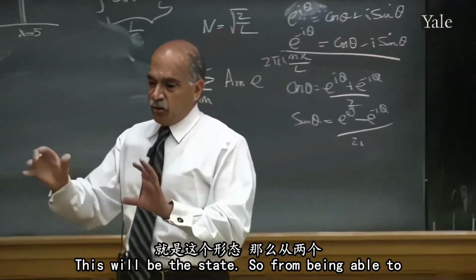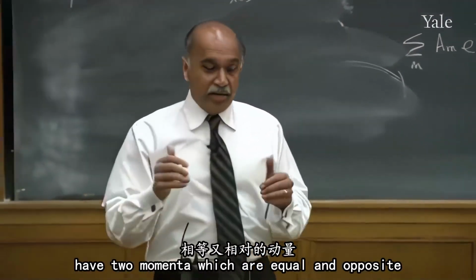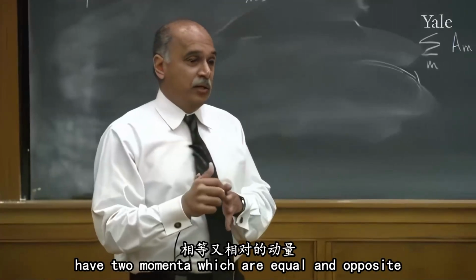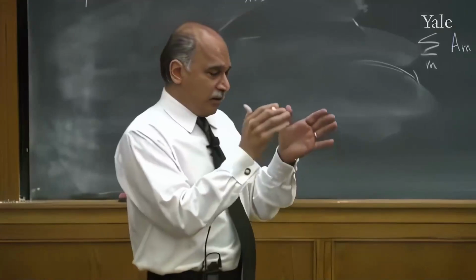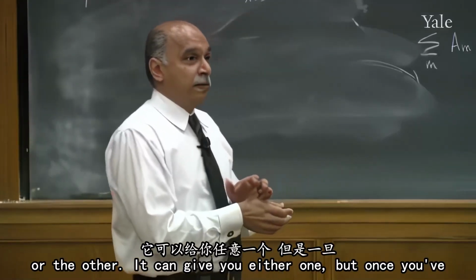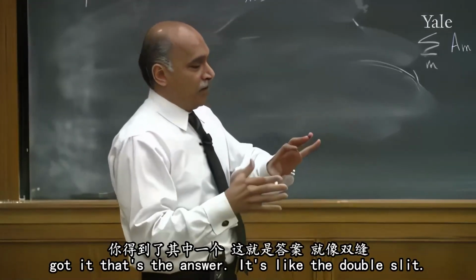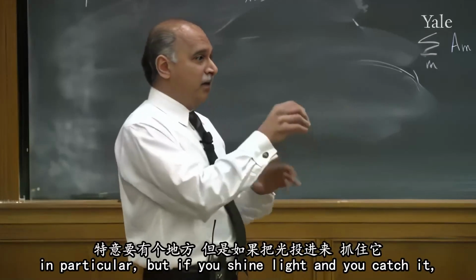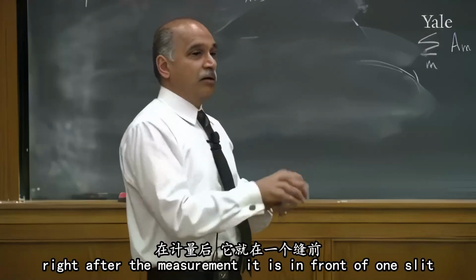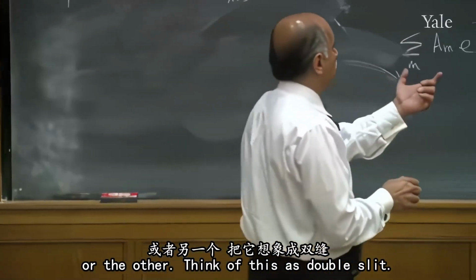So from being able to have two momenta which are equal and opposite, the act of measurement will force it to be one or the other. It can give you either one, but once you got it, that's the answer. It's like the double slit. It can be here and it can be there. It is not anywhere in particular, but if you shine light and you catch it, right after the measurement, it is in front of one slit or the other. Think of this as double slit.